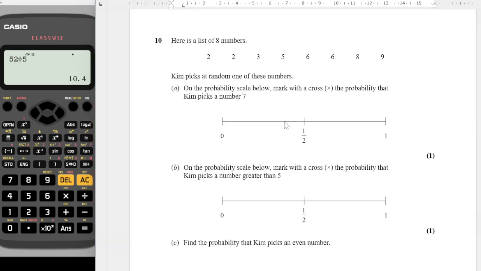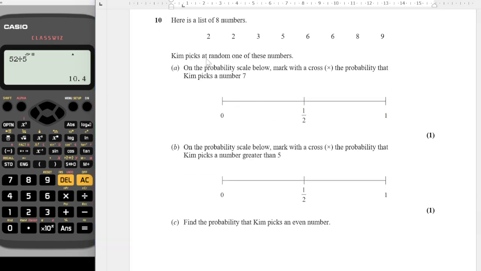Okay, question 10. We've got 8 numbers. Kim picks at random one of these numbers. On the probability scale, mark with a cross the probability that Kim picks the number 7. So we haven't got any 7s, so there's a 0 chance.